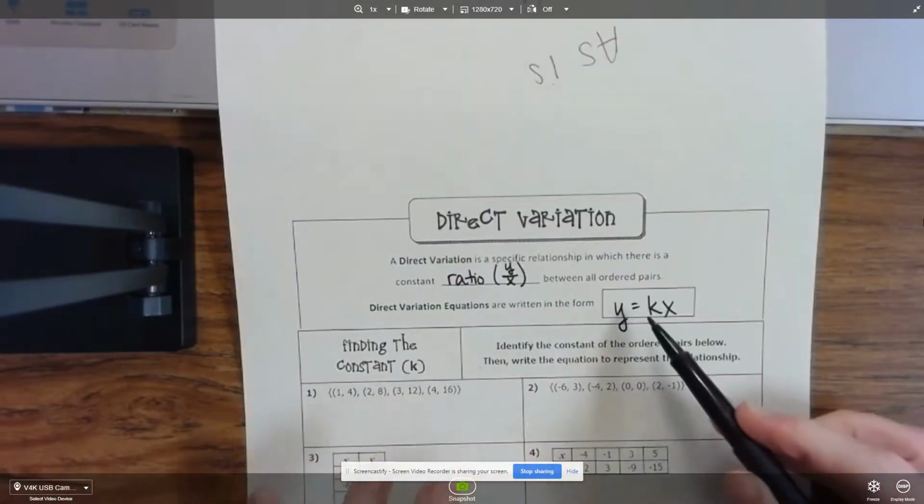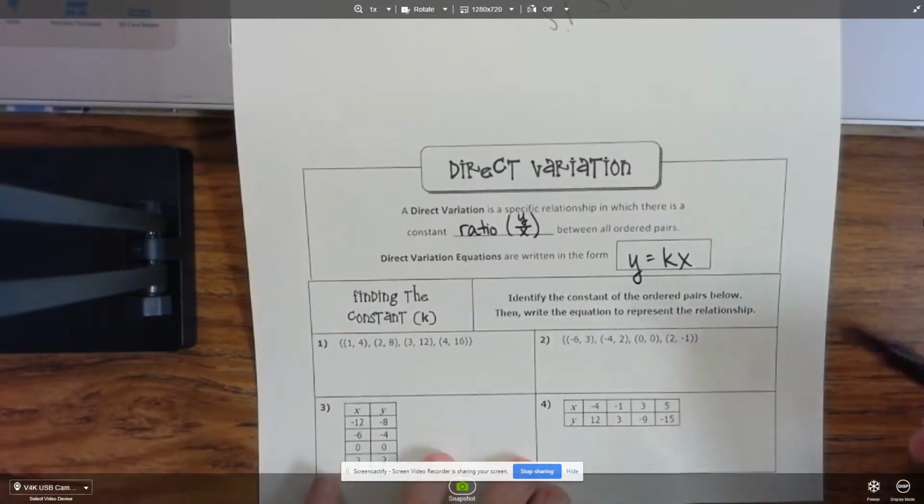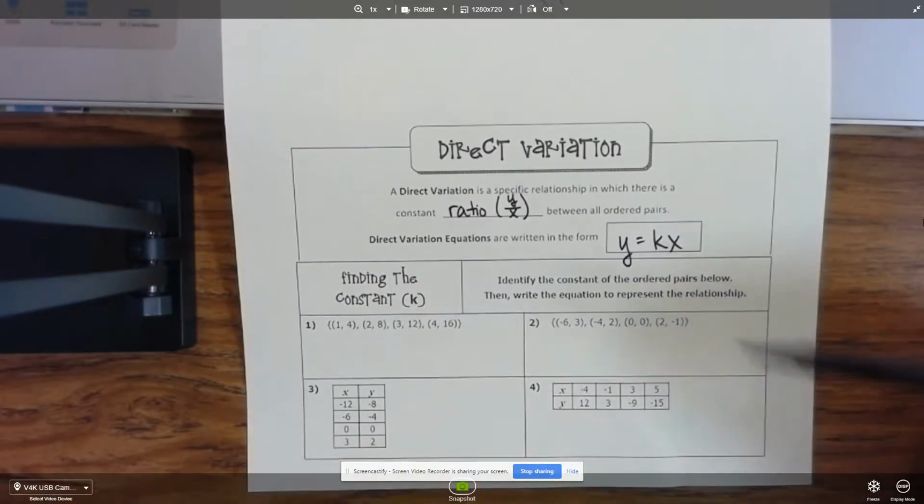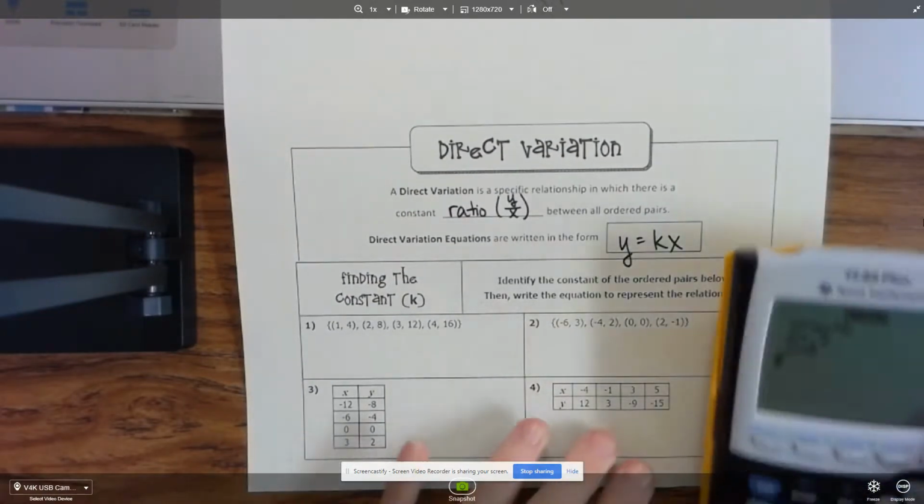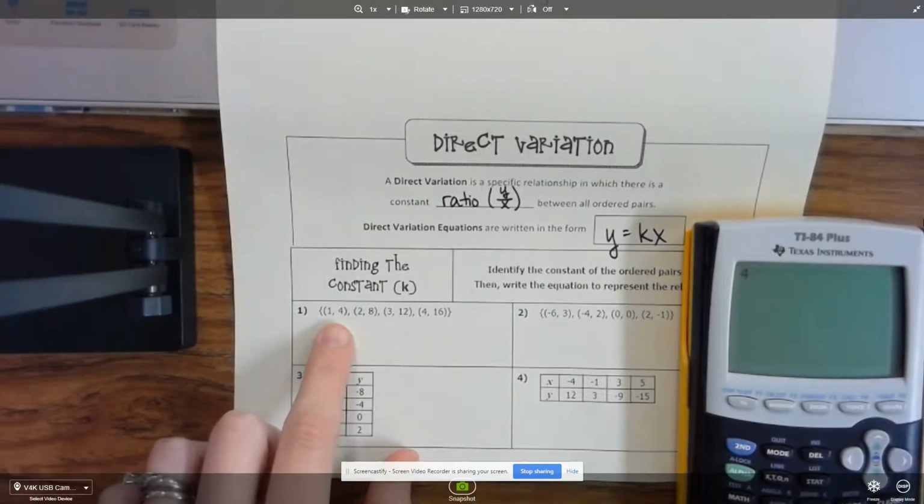And so guys, k is the same thing as m. It's the same thing as a. It's all slope. So for these, we're going to identify the constant of the ordered pairs below, and then we're going to write the equation. So if you know they're direct variation, all you have to do is divide y by x.